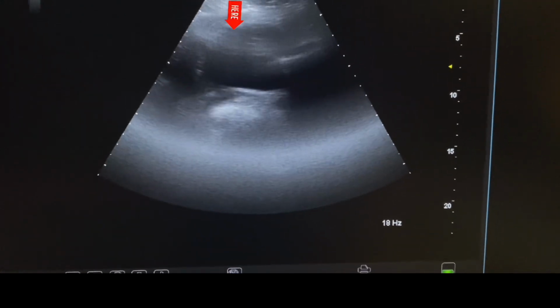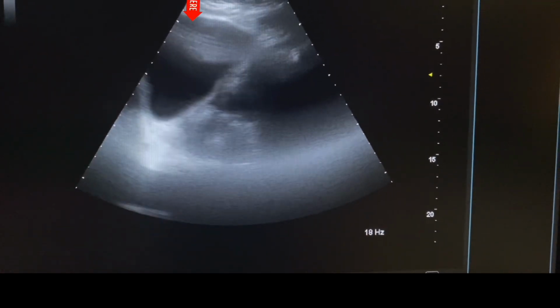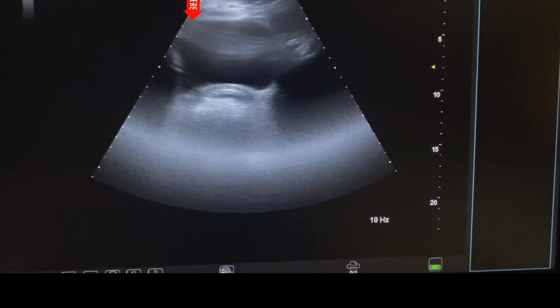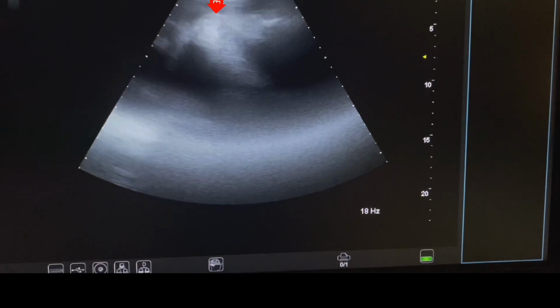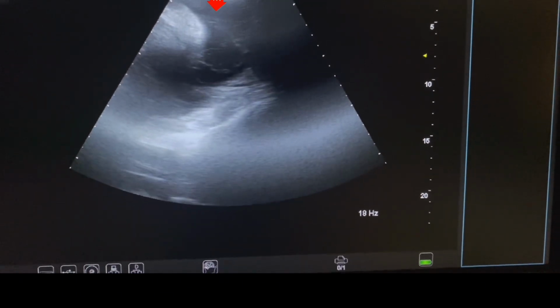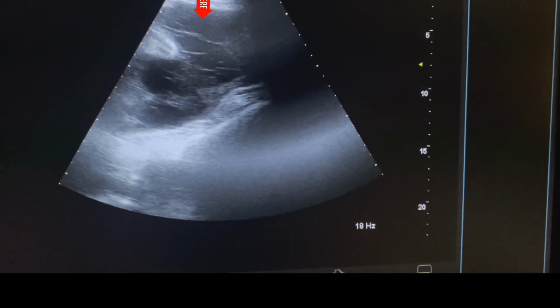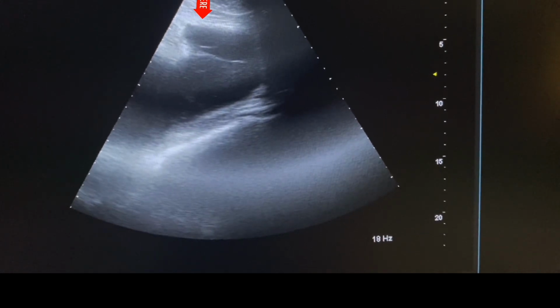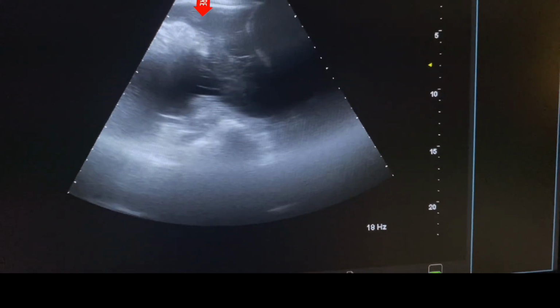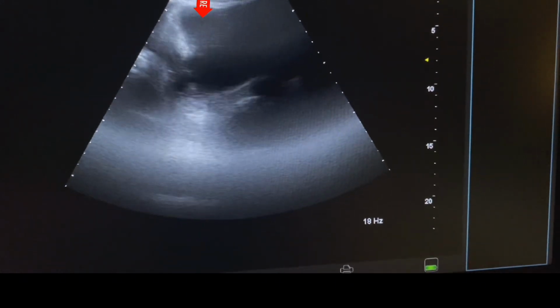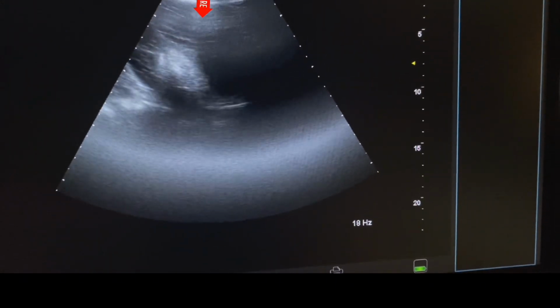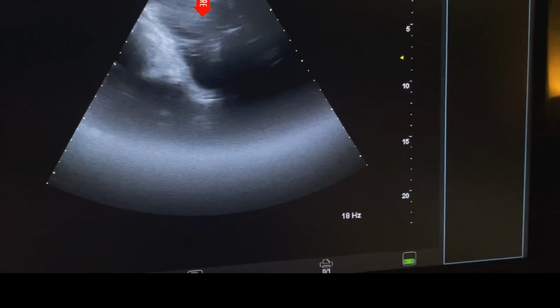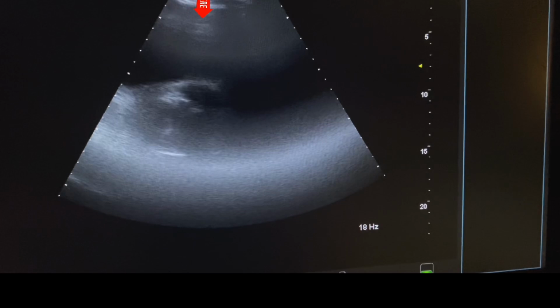Here we are scanning the urinary bladder or pelvis. Minimal fluid is also present in the pelvis, and there also we see septations in the fluid. Now how will we write the report.